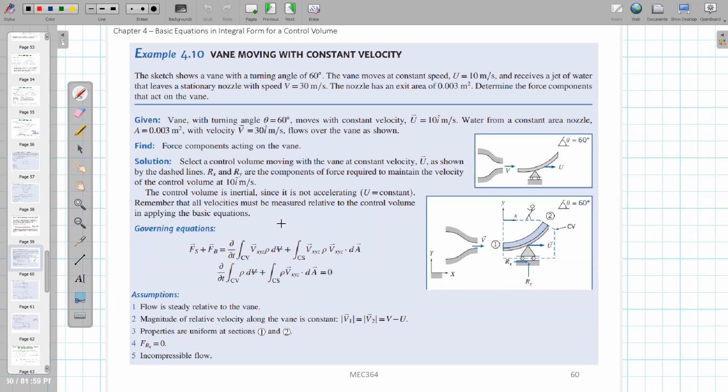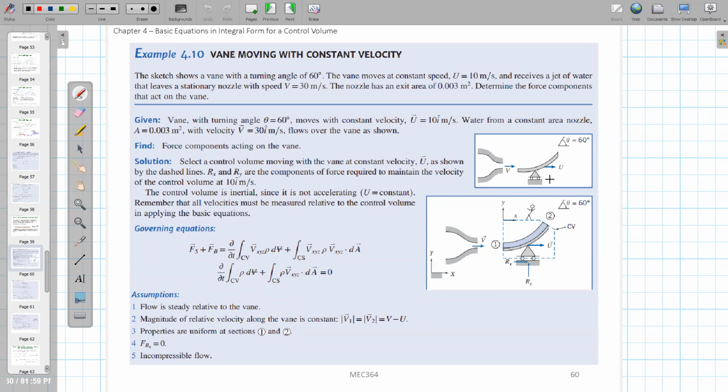Okay, so for this one, the water comes out from the nozzle and hits this vane, and this vane changes the direction of the water, which means you change the momentum. That's why a force acts on this vane. We already know that it moves with a constant velocity V equal to 30 meters per second.